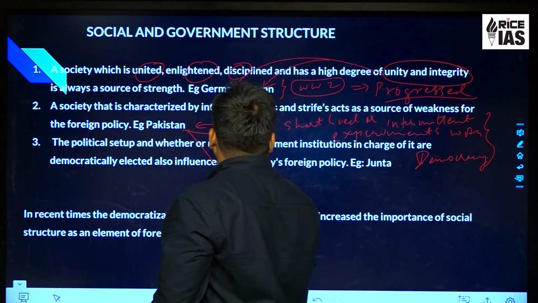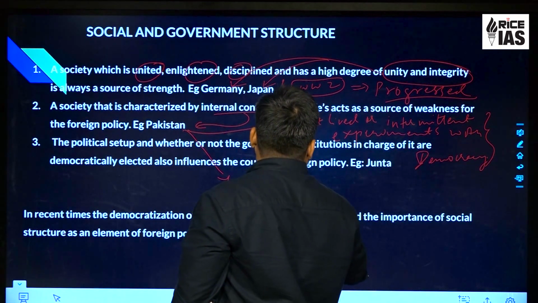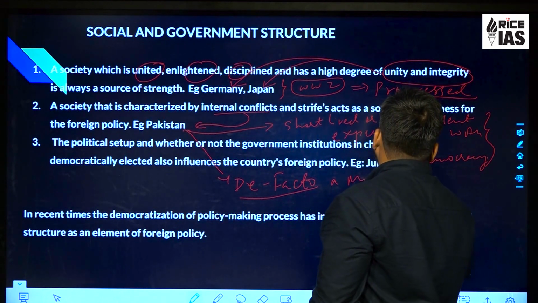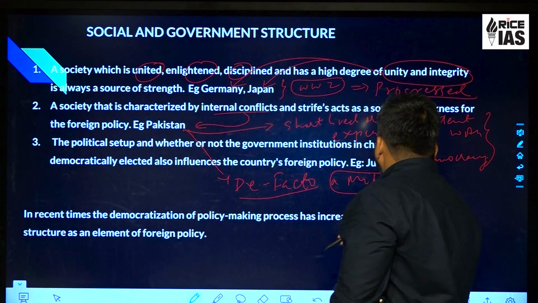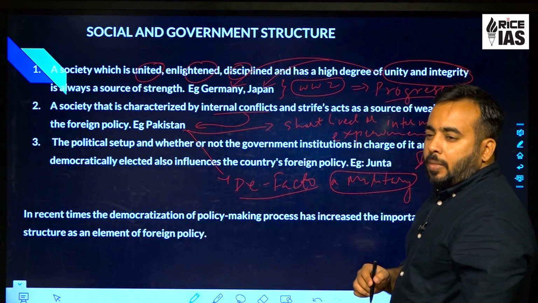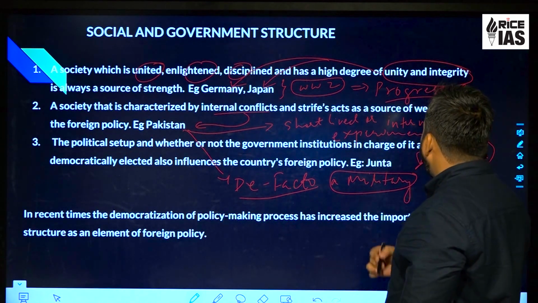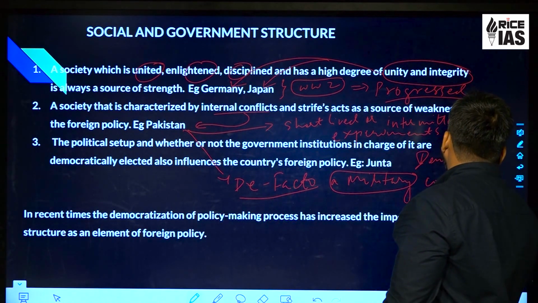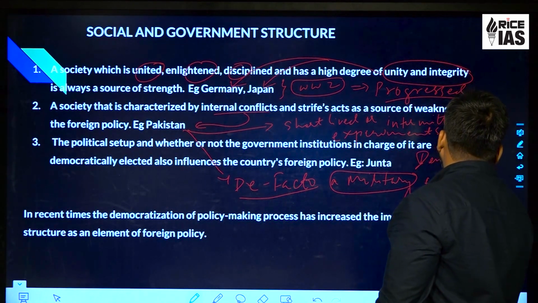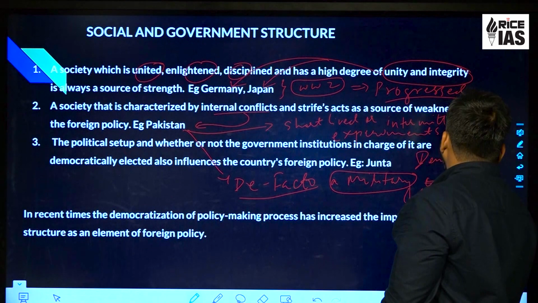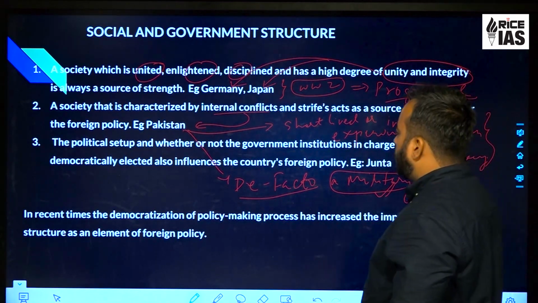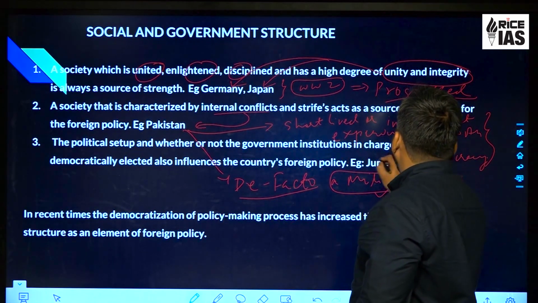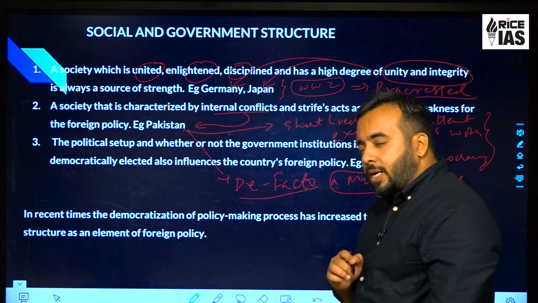Making Pakistan a de facto military state, that is, in fact, in reality, a de facto military state. Even the so-called democratically elected government is being maneuvered by the military itself. So it's a de facto military country. Another example is the military junta of Myanmar.